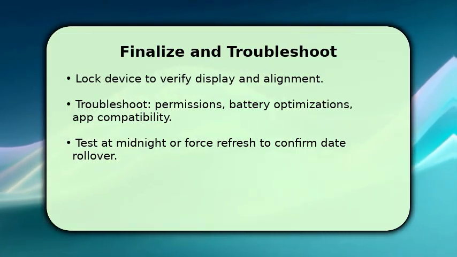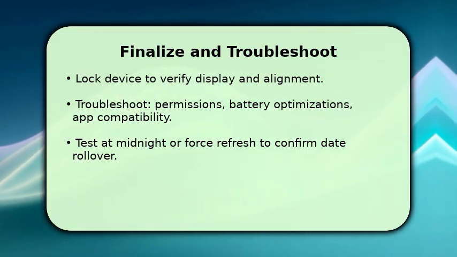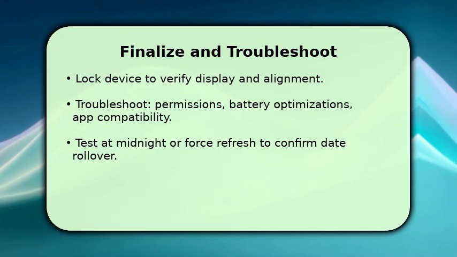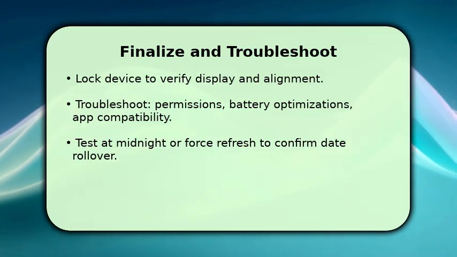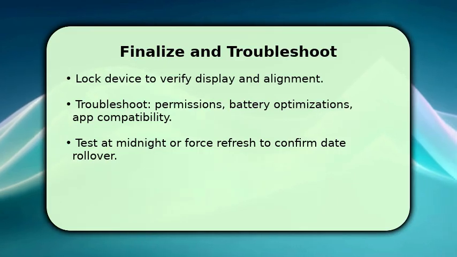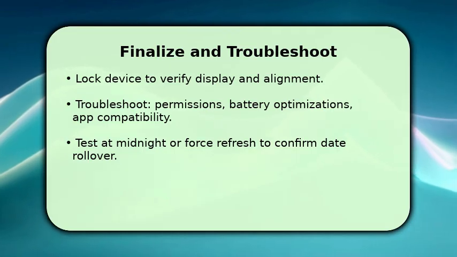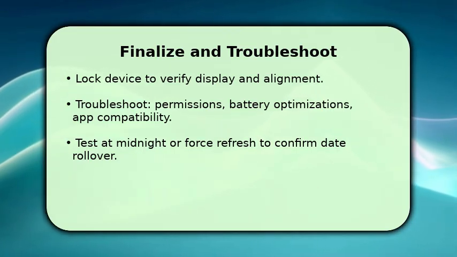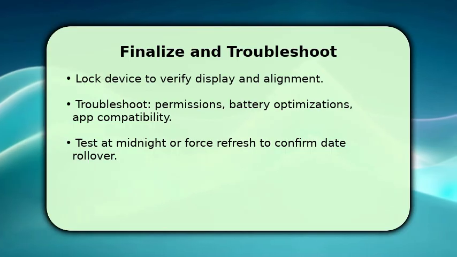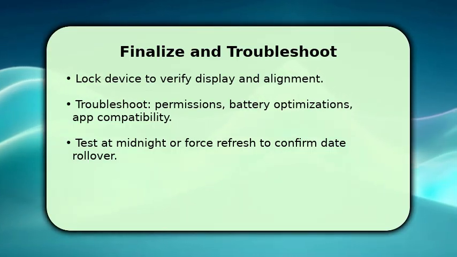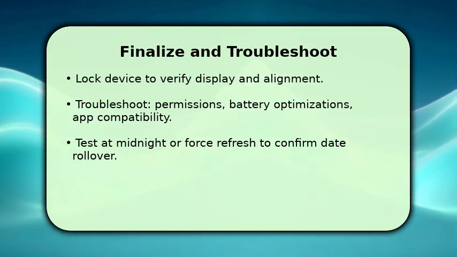If it's missing, reopen settings and confirm app permissions and disable battery optimization for the Hijri app so the widget can update. If the widget still fails, switch to the app's overlay mode or try an alternate widget size. Once done, test at midnight or force a refresh inside the app to confirm the date rolls over. If problems persist, reinstall the app or try a different trusted Hijri provider.